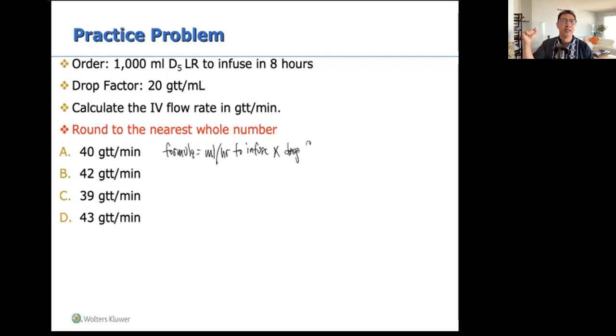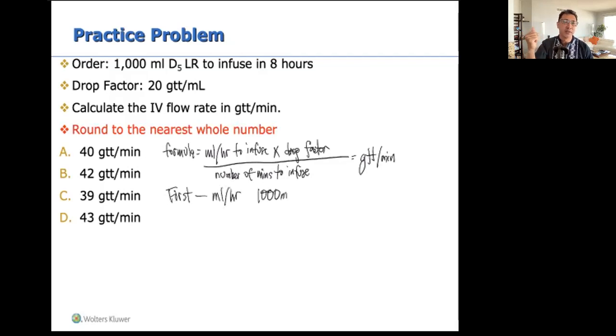The formula way: mLs per hour times the drop factor over 60 minutes. There's my formula, because I like to write out my formula first. Step 1, I need to find out my mLs per hour before I can proceed, because my formula up top is calling for mLs per hour. So 1,000 ml over 8 hours will give me my 125 mLs per hour.